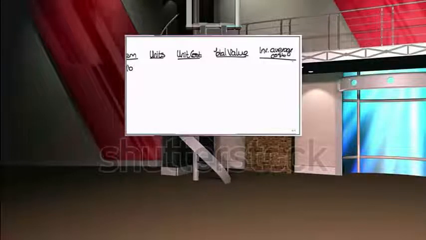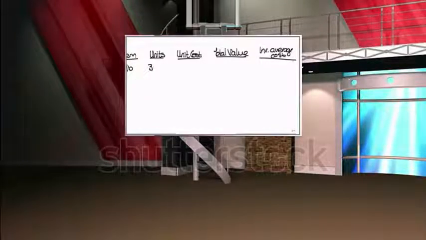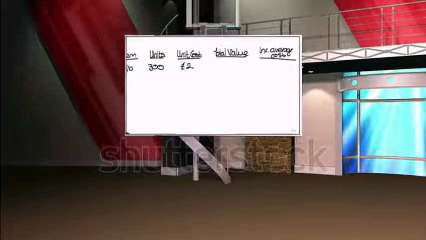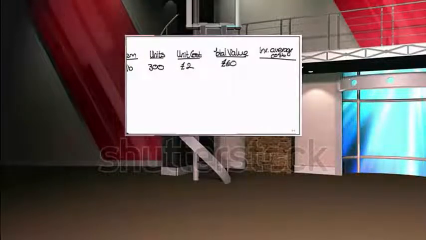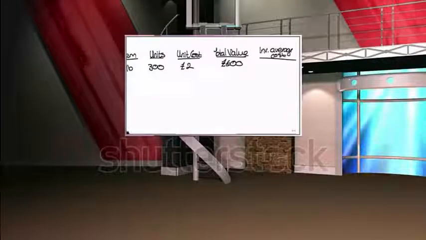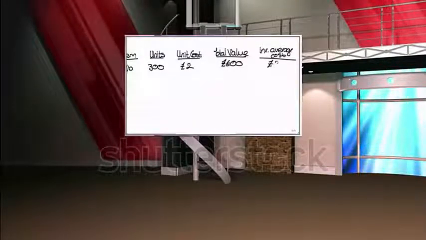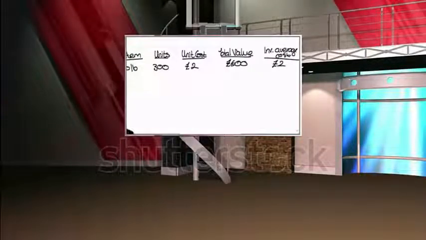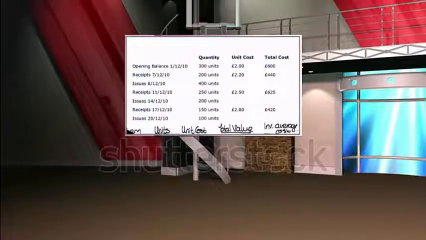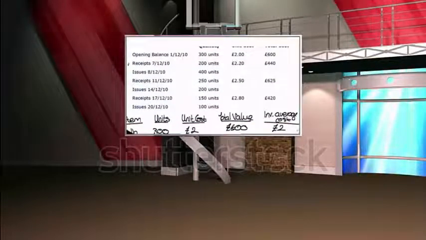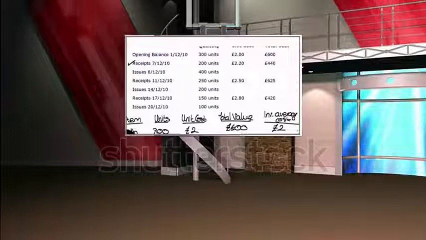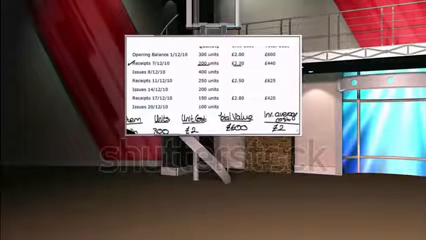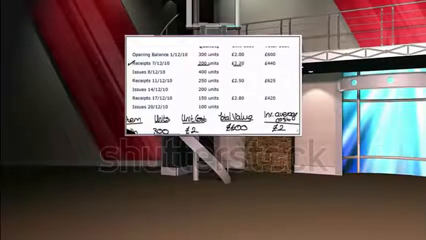So, beginning with our opening inventory then, we're told in the question this is 300 units with a value of £2 each, total value of £600, no calculations necessary, our average cost per unit, £2. What do we have next? Well, we're told on the 7th of December we received 200 units costing us £2.20 each. Okay, so the 7th of the 12th, the receipt.